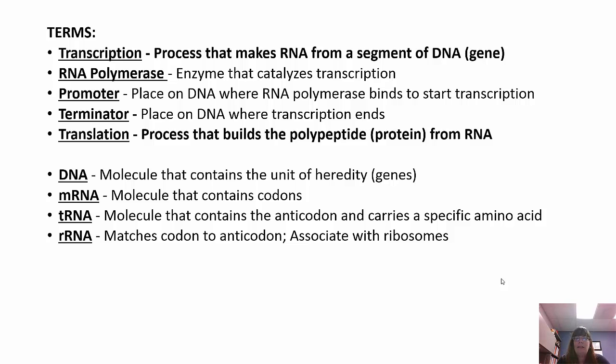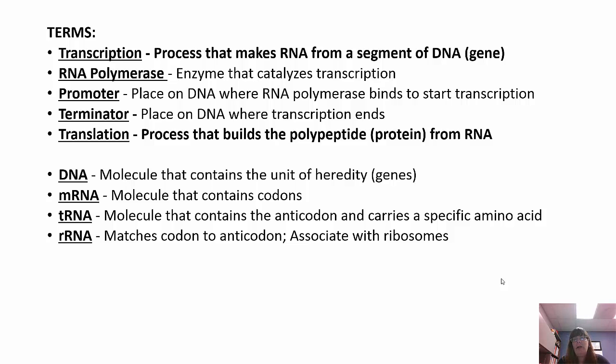DNA is the molecule that contains the units of heredity, which are our genes. Messenger RNA is the molecule that contains the codons. Transfer RNA is the molecule that contains the anticodons and brings a specific amino acid to create the polypeptide. And ribosomal RNA matches the codon to the anticodon, and that's what ribosomes are made of.